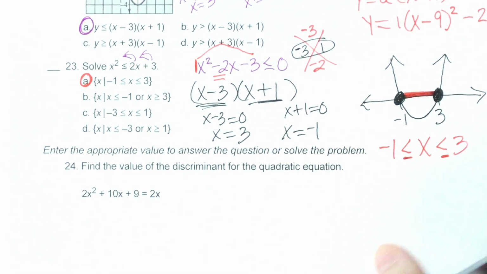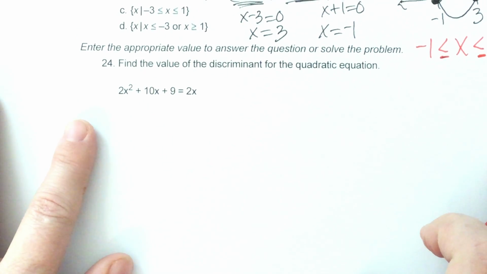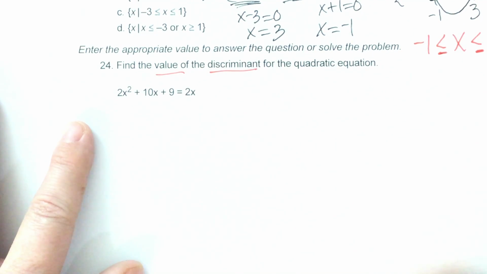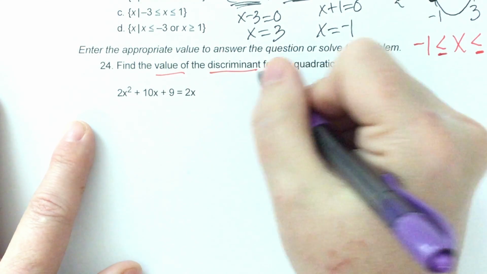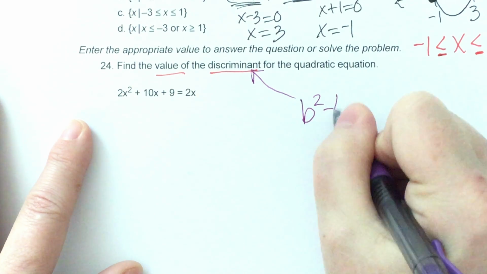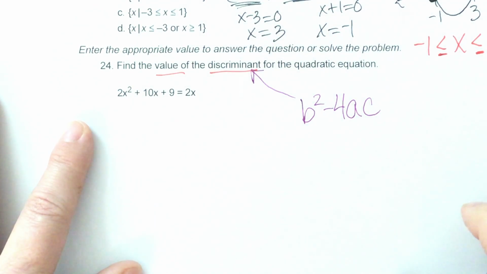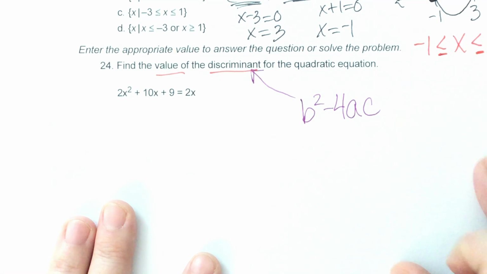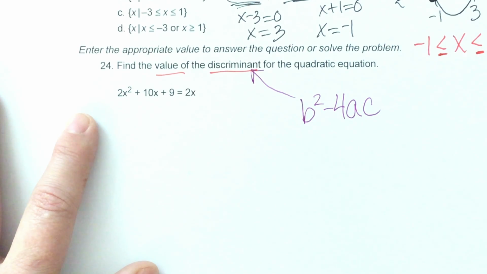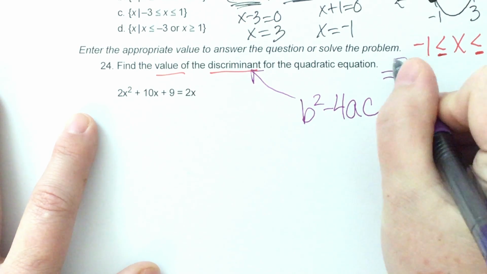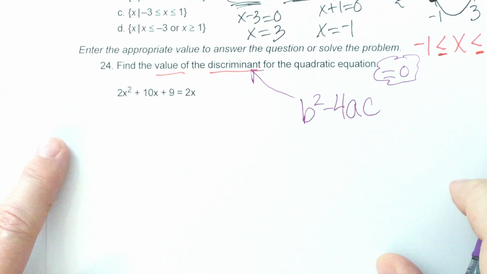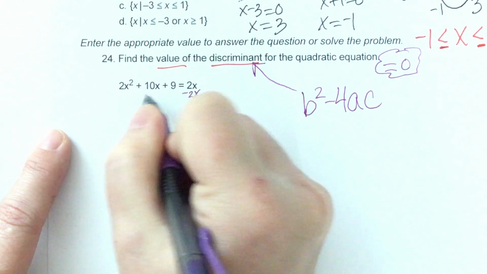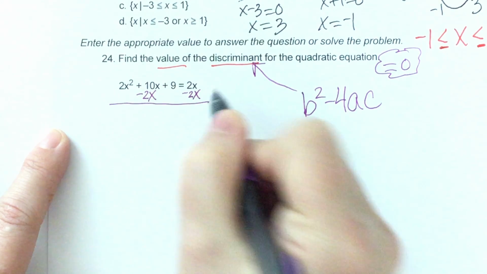Okay, last one. And it actually ends on a pretty easy note here. It's asking us to find the value of the discriminant. So once again, the discriminant is b squared minus 4ac. It's not even asking us to figure out how many answers or what kind. It just wants to know what that is. So remember, you want these problems to say equals 0 before you begin. So let's fix it. So I'm going to move this 2x. So to move a positive 2x, I'd have to do the opposite and subtract it.